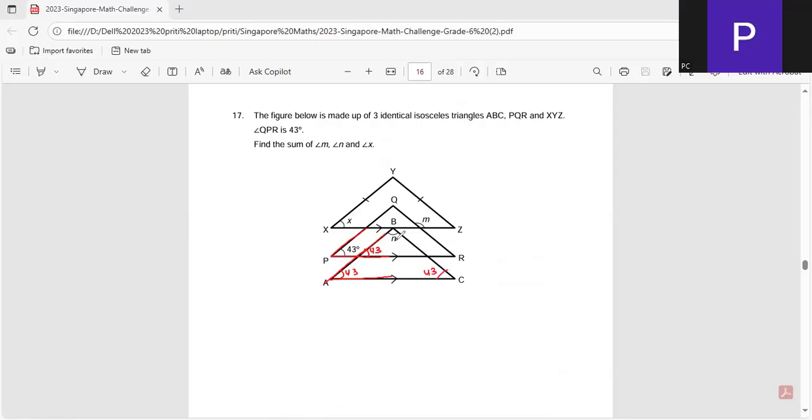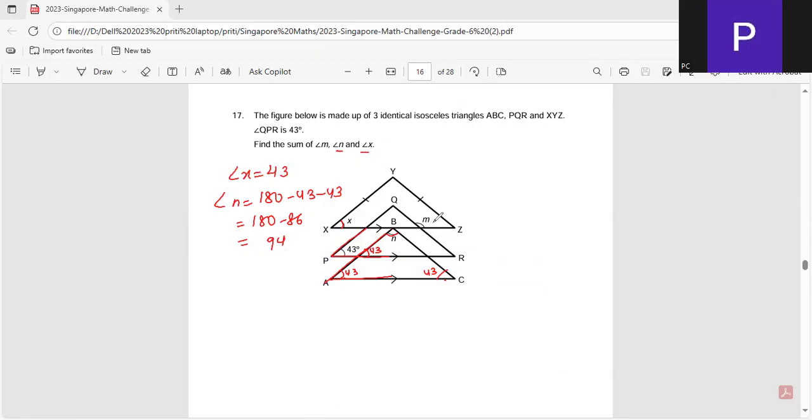This is 43 and anyways, they said they are all identical isosceles triangles. So we can say angle X is also 43 because they are identical isosceles triangles. And angle N will be 180 minus 43 minus 43, because base angles of an isosceles triangle are equal and all the angles in a triangle add up to 180 degrees, the angle sum property. So if you do 180 minus 86, you will get 94. So you found angle N, you found angle X.